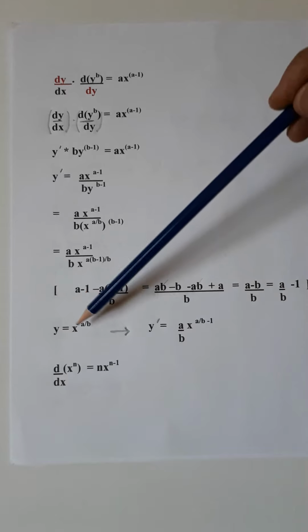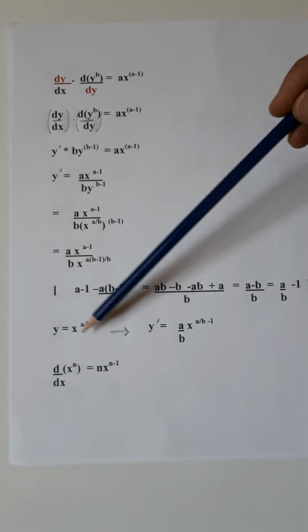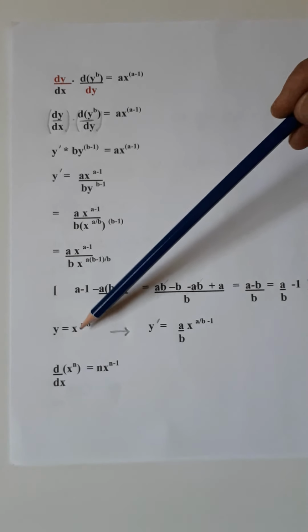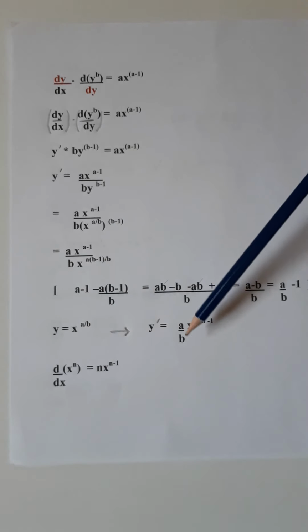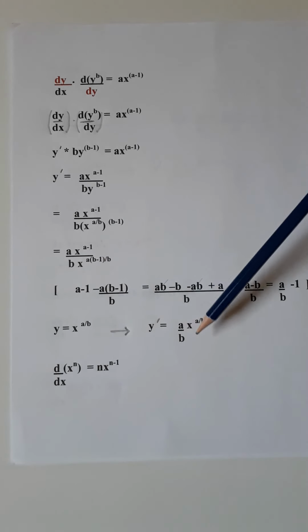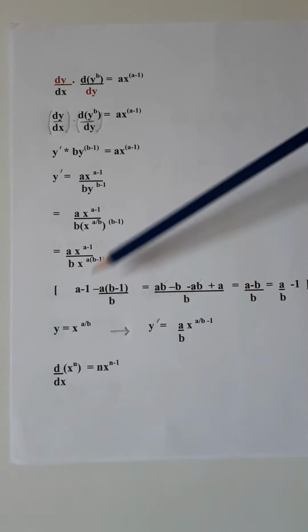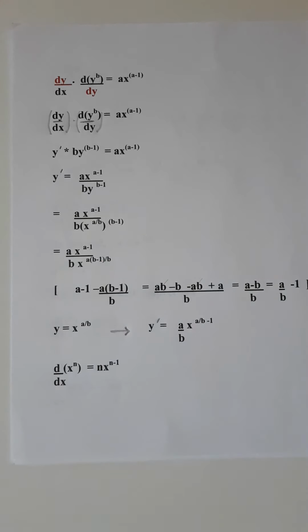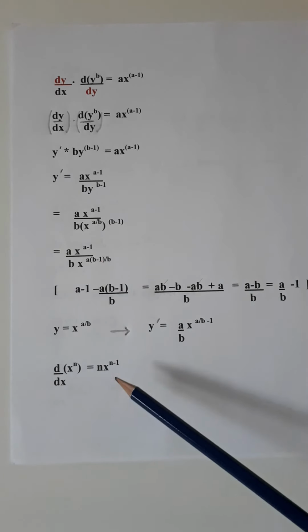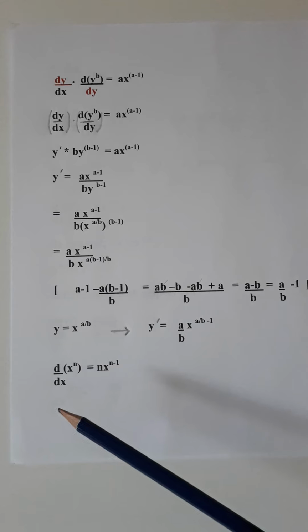So you can see when your n is a rational number, your answer is a over b times x to the power a over b minus 1. That means the power rule works when n is a rational number too. So this is my case 3 of the power rule proof.